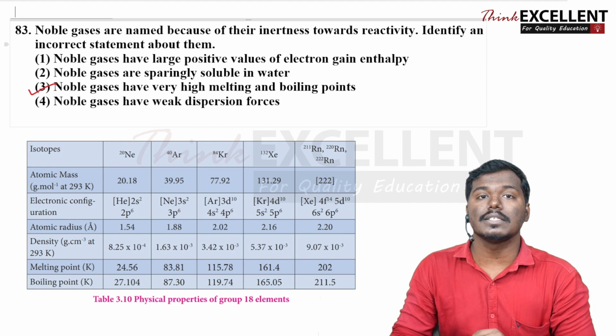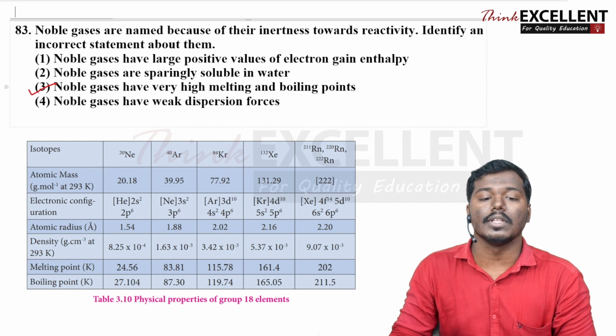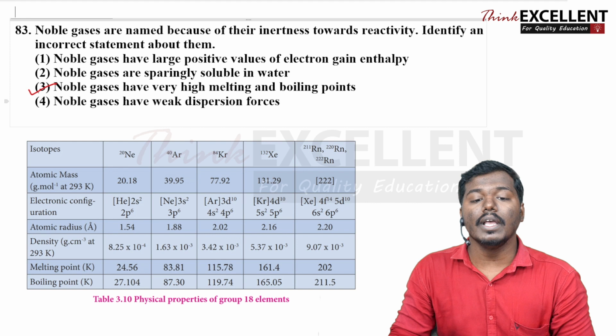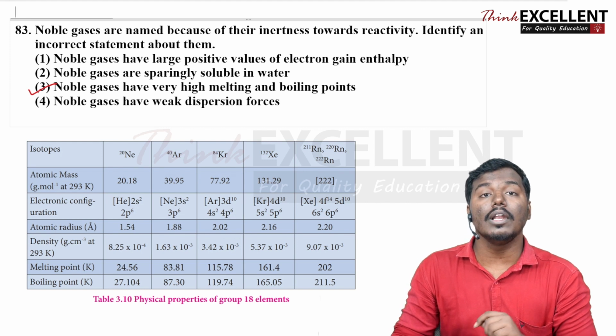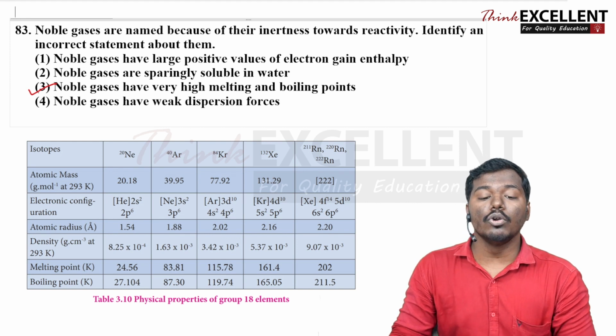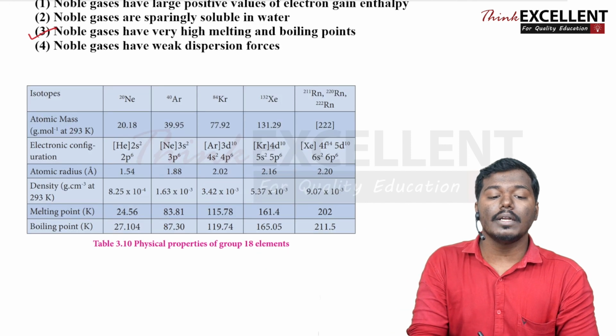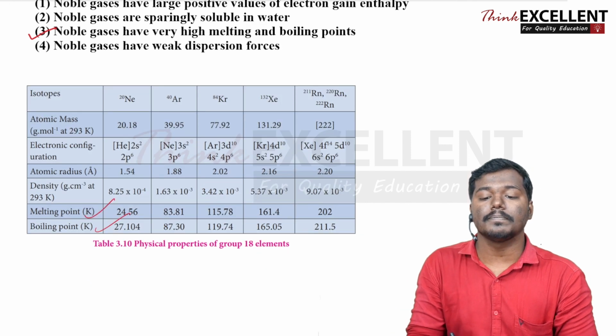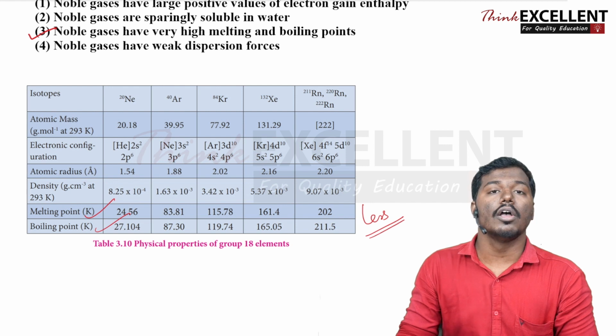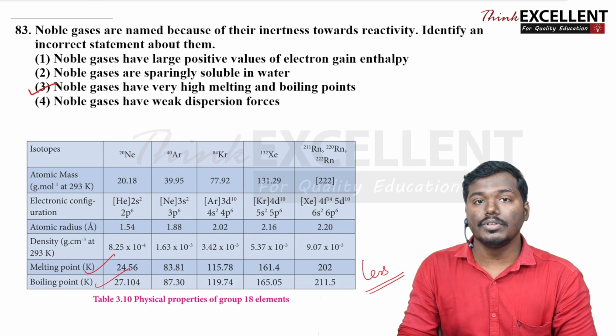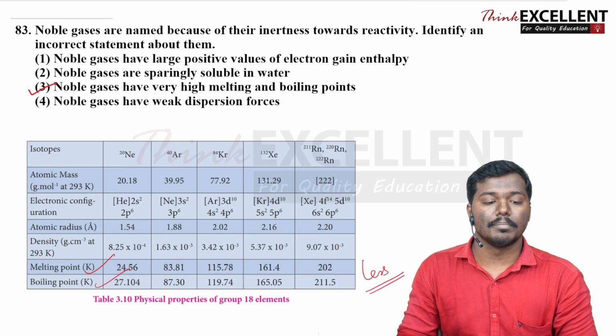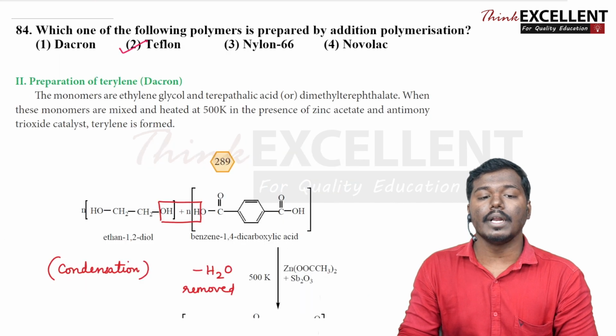So what is the incorrect statement about the noble gas அப்படினு பாத்தீங்கன்னா, noble gases have very high melting point and boiling point கொடுத்திருக்காங்க. But நம்ம noble gases படிச்சிருக்கோம், melting point and boiling point is very less for the group 18 or the noble gas. So the option 3, it is the incorrect statement. Okay, so next we are going to question number 84.